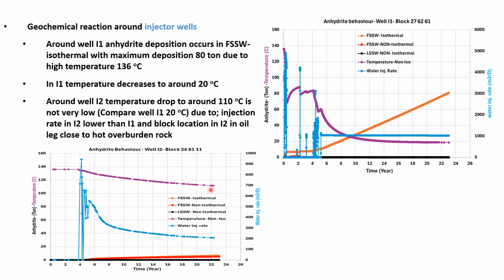This is not very low compared to well I1, due to the injection rate in I2 being lower than I1, and also the block location in I2 is in the oil leg, close to hot overburden rocks.